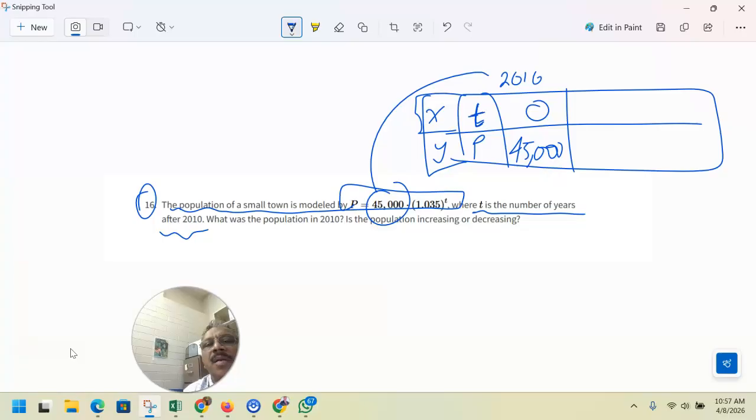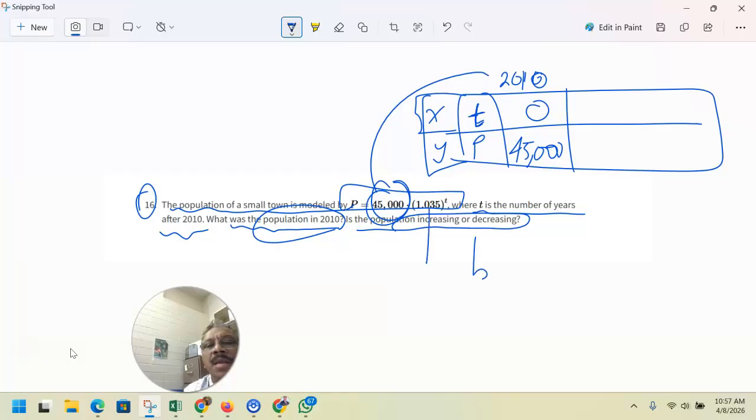What does t stand for? Number of years since 2010. Now the question is, what was the population in 2010? And we got the answer, that's the population. Is the population increasing or decreasing? So how do we know whether it is increasing or decreasing?